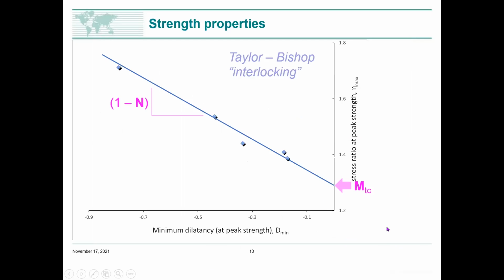Okay, going further. In terms of strength properties, what we do is ideally drained tests on dense samples, and each of these diamonds is a drained triaxial test on a dense-ish sample, quite dense over here, less dense over here, and you just plot the peak strength versus peak dilatancy. Because we have a compression positive convention in soil mechanics, peak dilatancy is actually the minimum value of the parameter D.